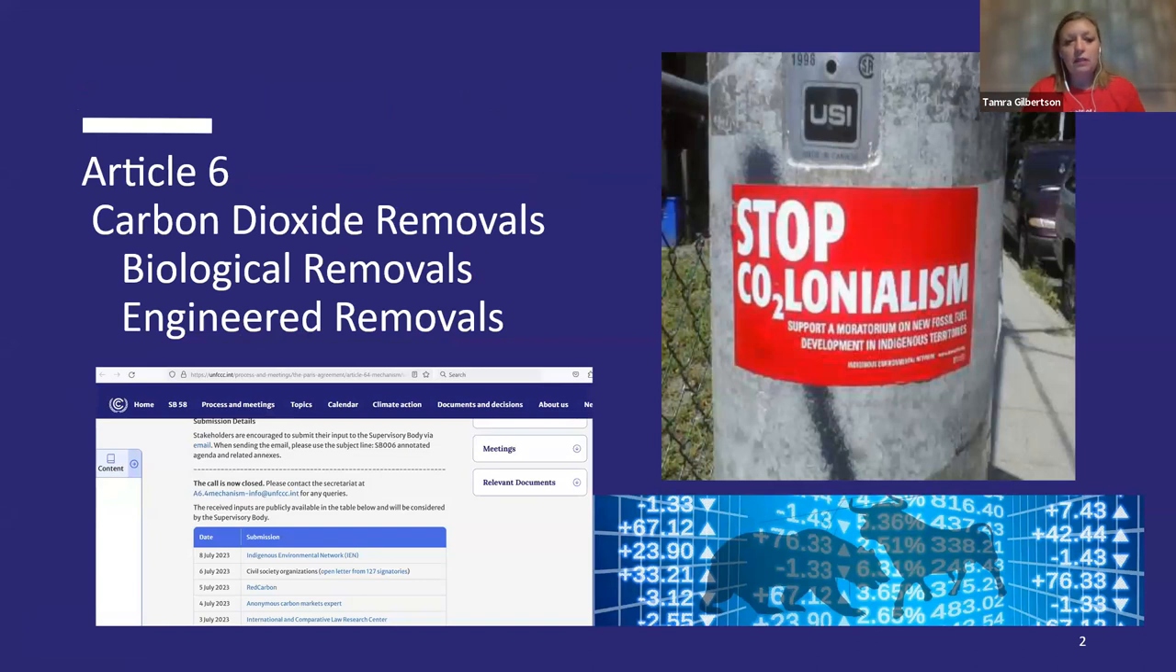I'm going to start by talking a little bit about Article 6 of the Paris Agreement. We'll explain a little bit about carbon dioxide removals. We'll talk about both the biological removals and the engineered removals. And then I want to talk a little bit about the submissions process that's been going on and some outcomes from Bonn at the last supervisory body meeting as well.